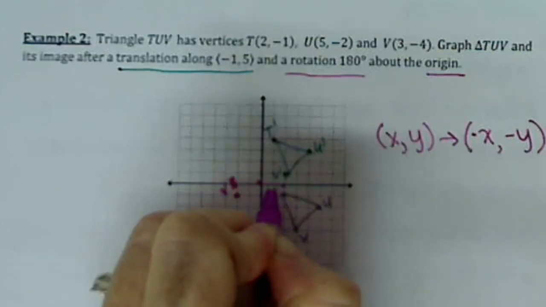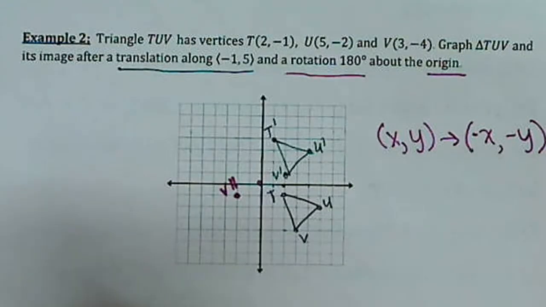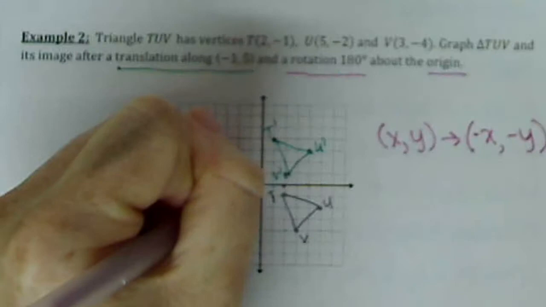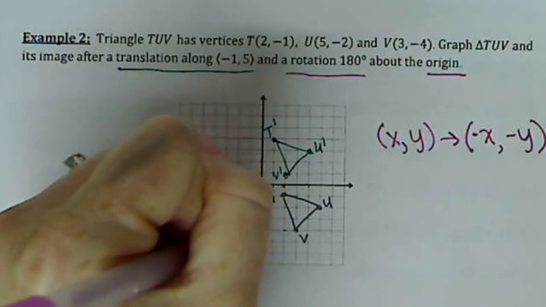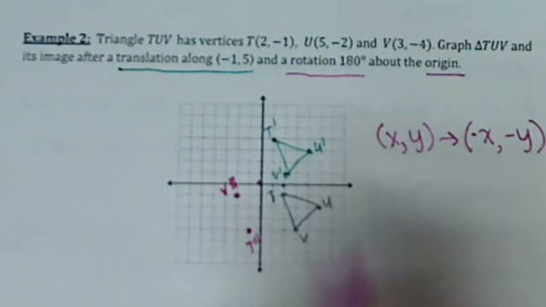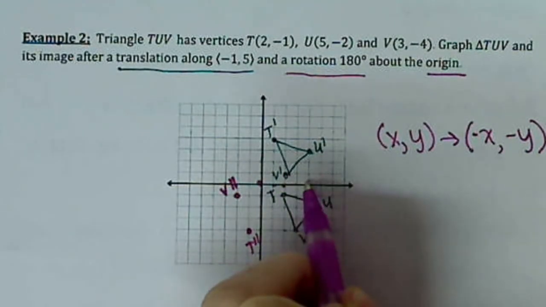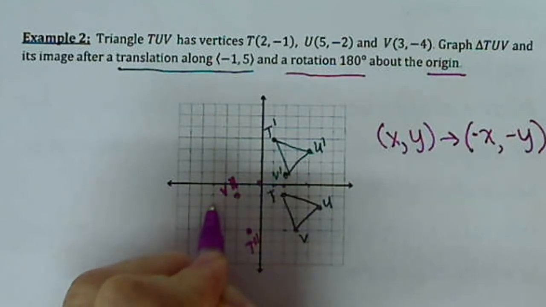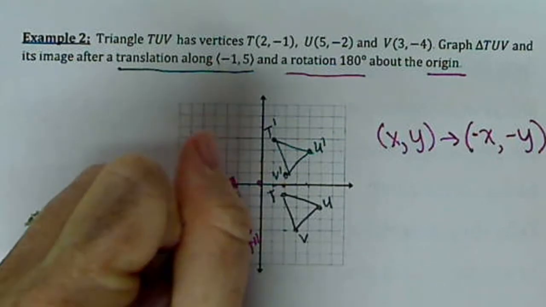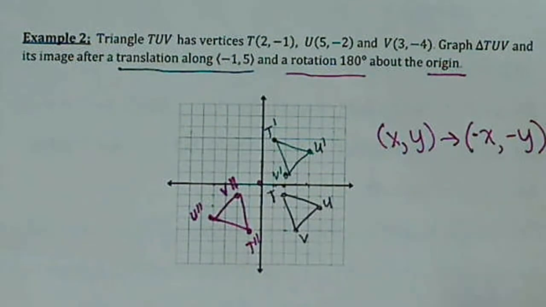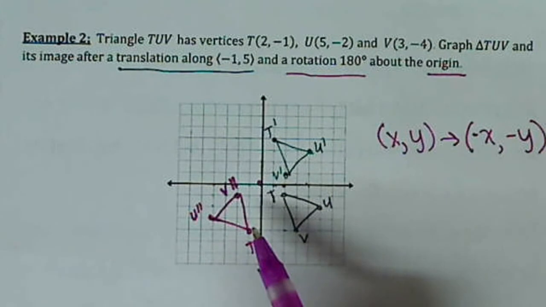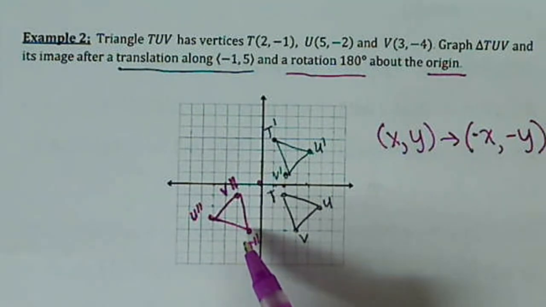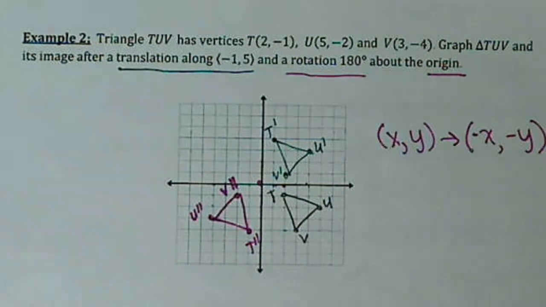Let's look at T prime, 1, 1, 2, 3, 4. So T double prime is going to be -1, -4. And U, 1, 2, 3, 4, 3. So it's going to be -4, -3. And you can see it's like I took this triangle and just swung it around down to here. So here is my final image after both of those transformations. All right, let's turn it over and do number 3.